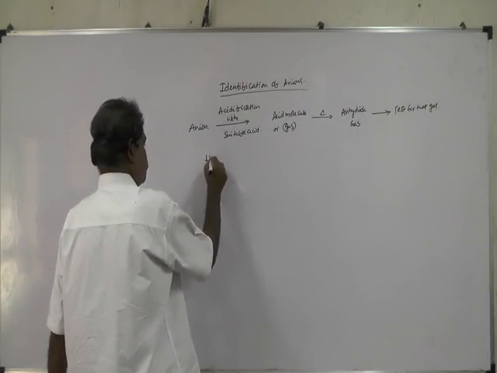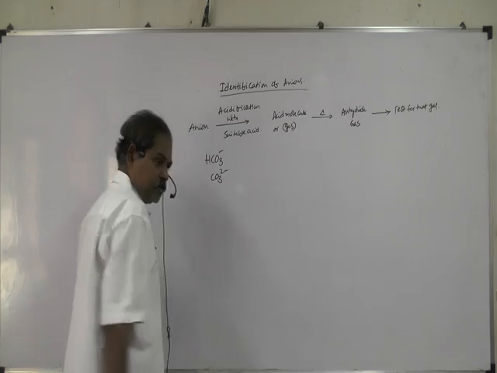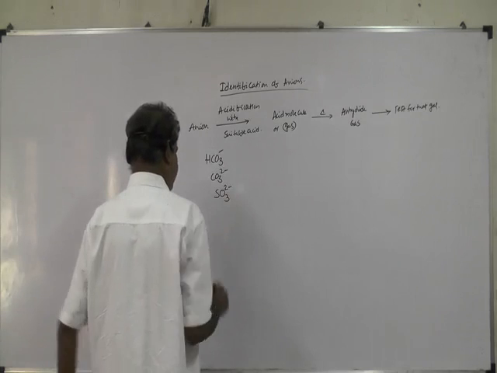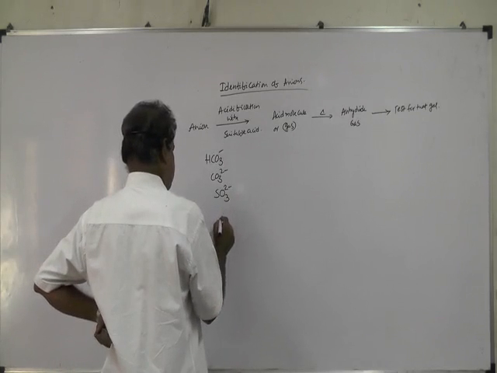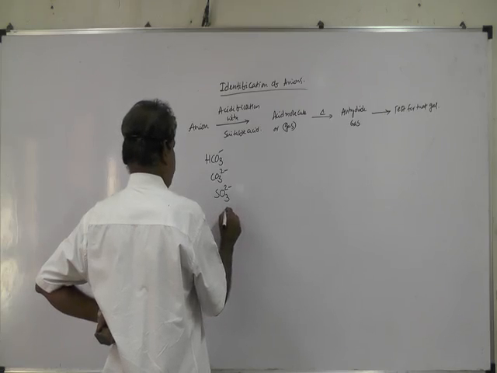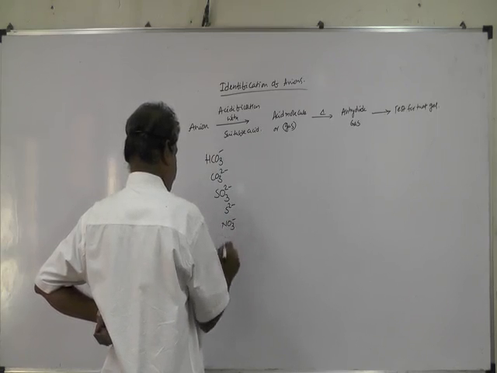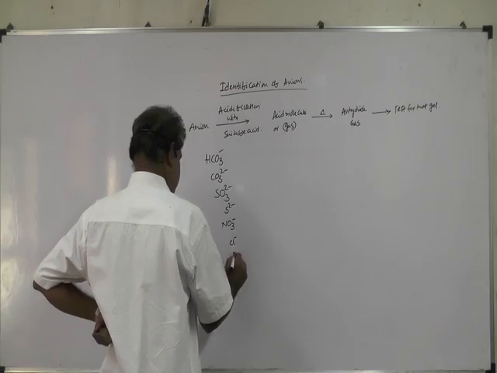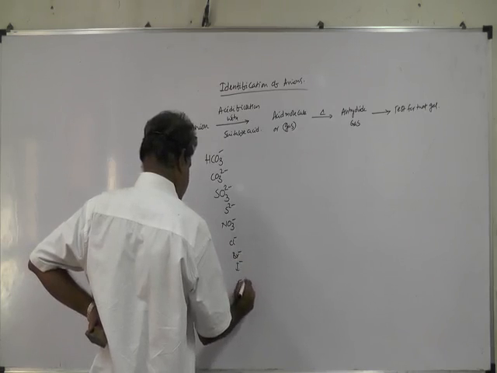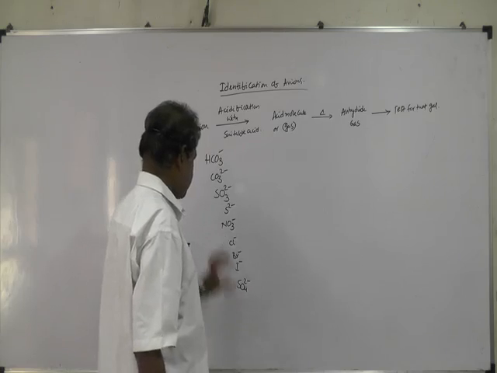The anions: bicarbonate, carbonate. These two are not there in the syllabus. I will tell you the reason later. Sulfite. Then comes sulfide. First three are not there in the syllabus. Nitrate, Cl minus, Br minus, I minus, SO4 2 minus. We in fact have three sets. First set, second set, third set.